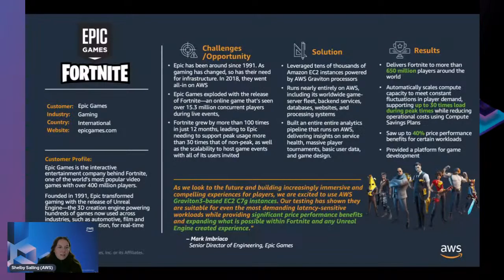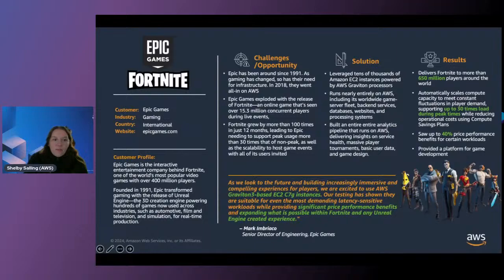And the senior director of engineering at Epic Games says, as we've looked to the future and building increasingly immersive and compelling experiences for players, we're excited to use AWS Graviton 3-based EC2 C7G instances. Our testing has shown they're suitable for even the most demanding latency-sensitive workloads while providing significant price performance benefits and expanding what is possible within Fortnite and any Unreal Engine created experience.